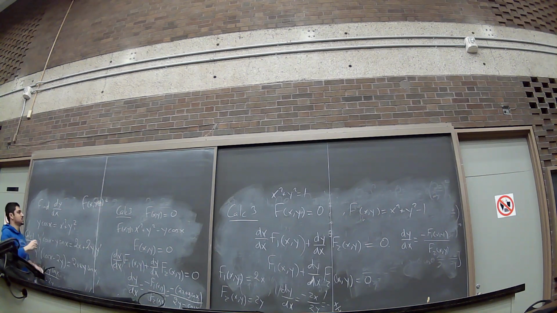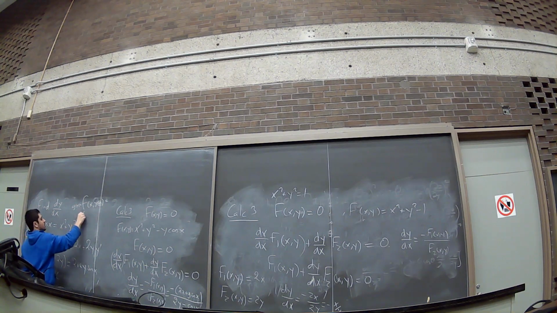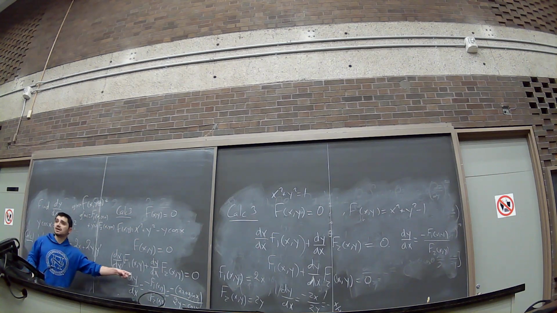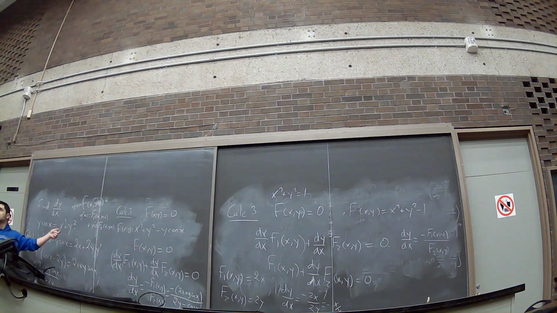This is g of x, right? What is g prime of x? This is just f1 at x, y of x, right? Plus y prime times f2 at x, y of x. Okay? Is that clear? Everybody, is that clear? Any questions? Clear? Yes or no? Okay.